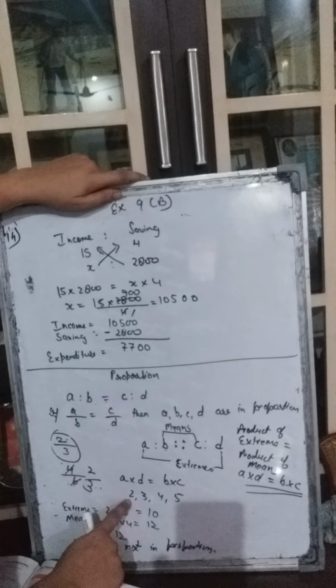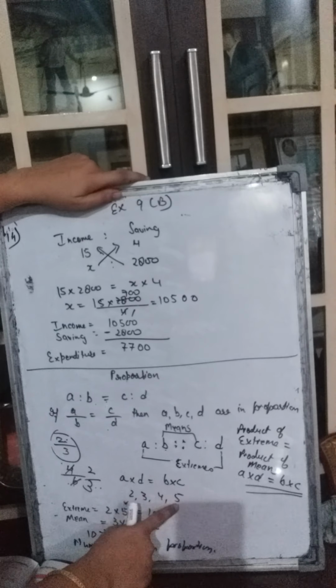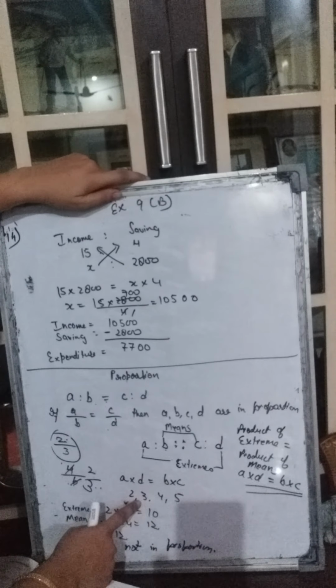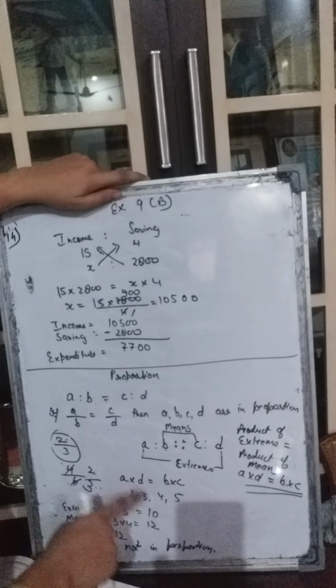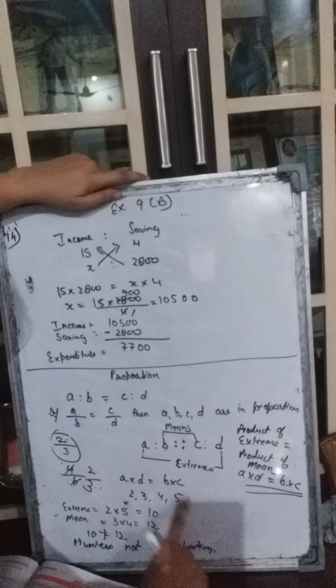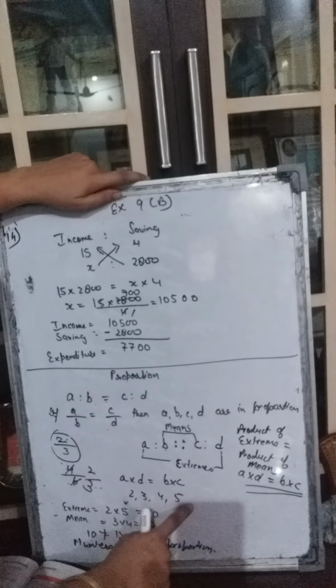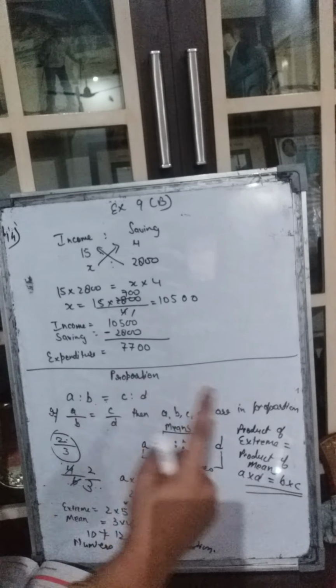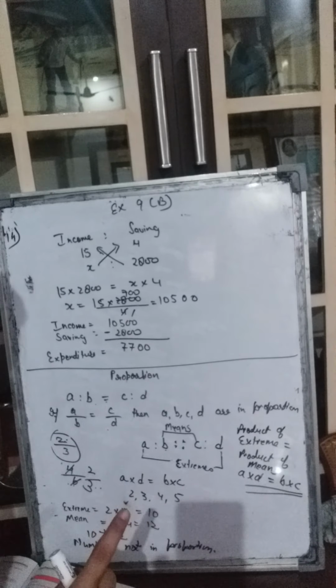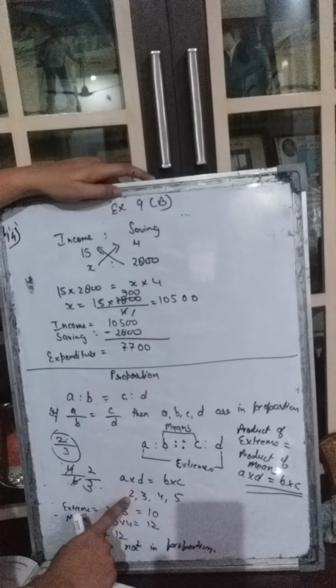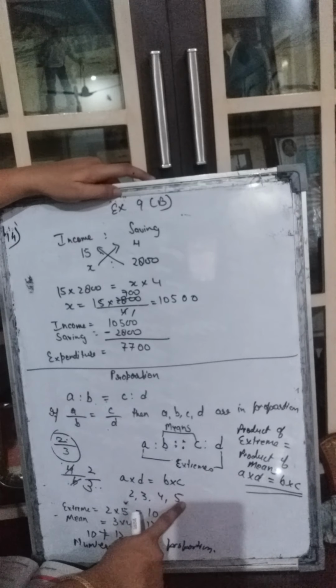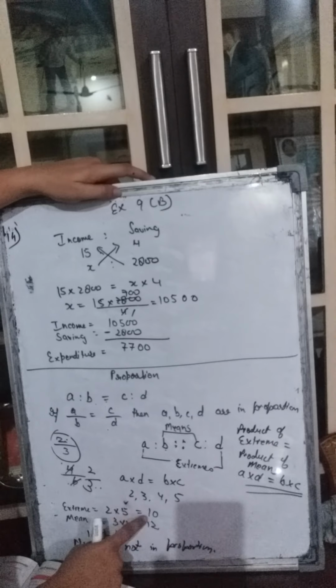Suppose we have 4 numbers 2, 3, 4, 5. 4 numbers are there. We have to find out whether these are in proportion or not in this sequence only. So find out the product of extremes. What are the extreme numbers here? Extreme means which are at the end. So what are the extreme numbers here? 2 and 5. So let's multiply them. 2 into 5 gives you 10.